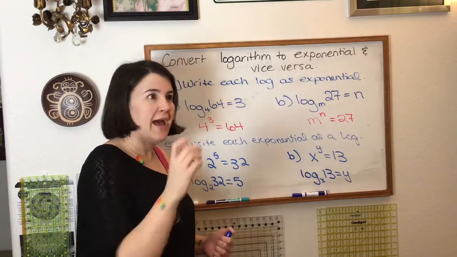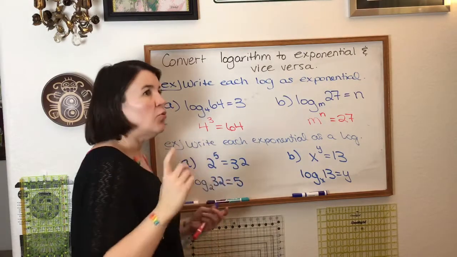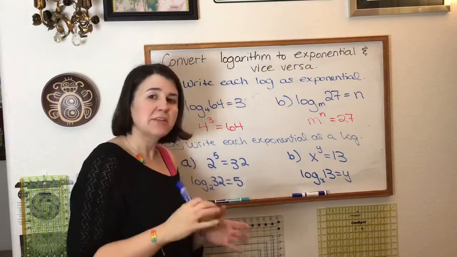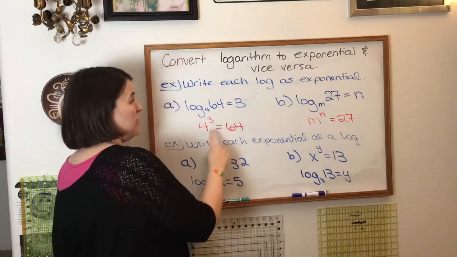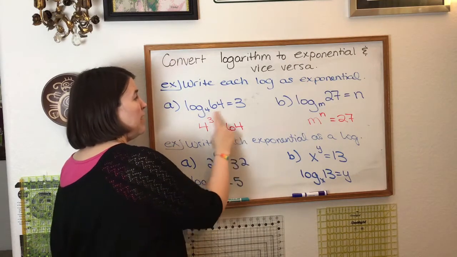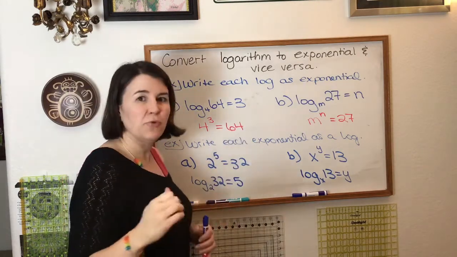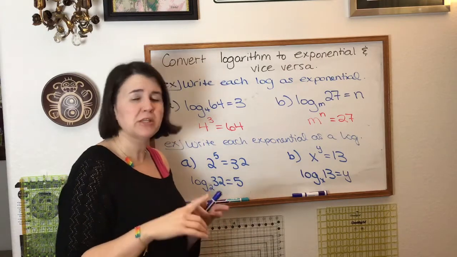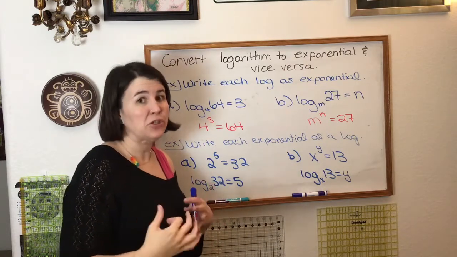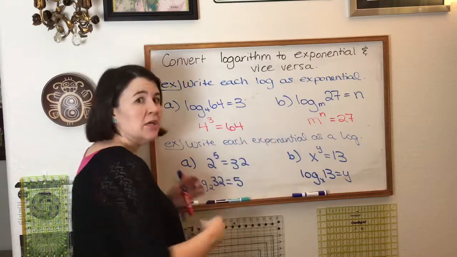You aren't yet solving. You aren't yet using any properties. This is literally, can I understand the relationship between the exponential form and the logarithmic form? As you move forward in logs is when you start to use properties, you expand, you condense, and eventually you use these properties in this concept to solve.